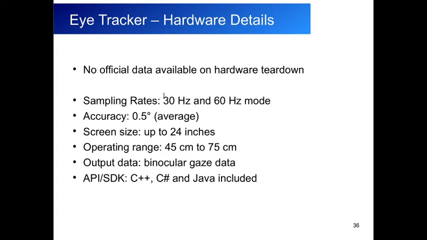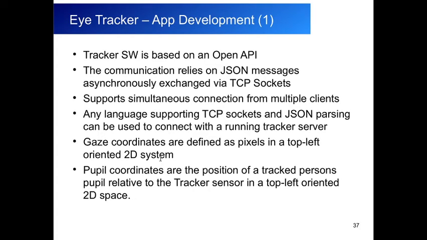So you have an API and SDK which work in C++, C# and Java, and you can find them here. The tracker software is based on an open API and transfers JSON messages in an asynchronous way, because they are exchanged via TCP sockets to multiple clients. You receive JSON records that can be parsed to understand what information is provided by the server.